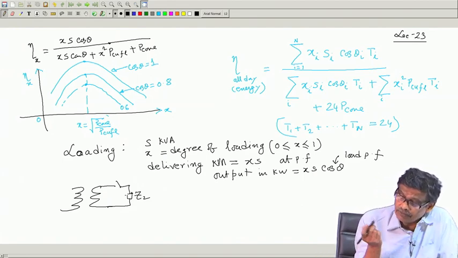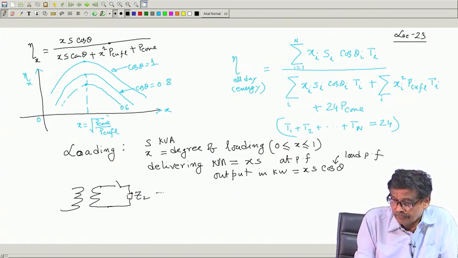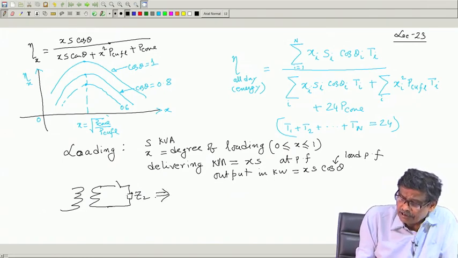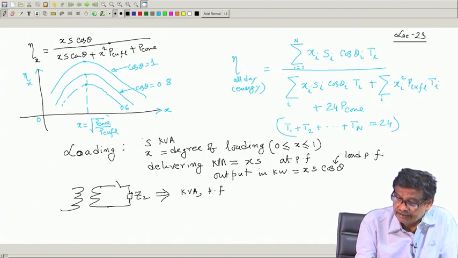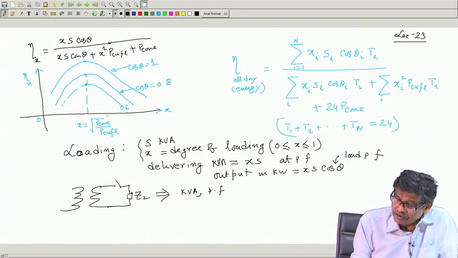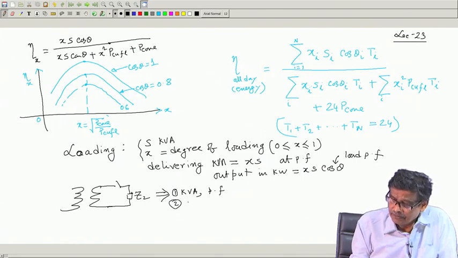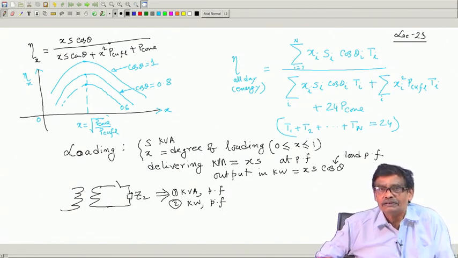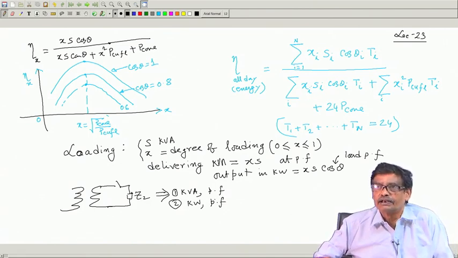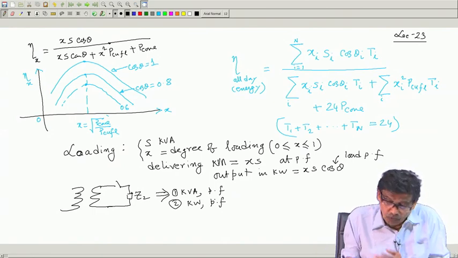In other words, one way of specifying this load indirectly is that you specify the kVA of the load and power factor, as here I have done. Another way is to specify load in terms of kilowatt and power factor. That is, load is 100 kilowatt, 0.8 power factor lagging. You have fully described the load, and the voltage is this voltage.